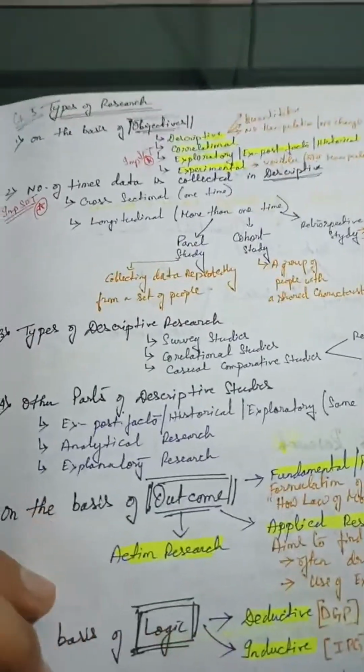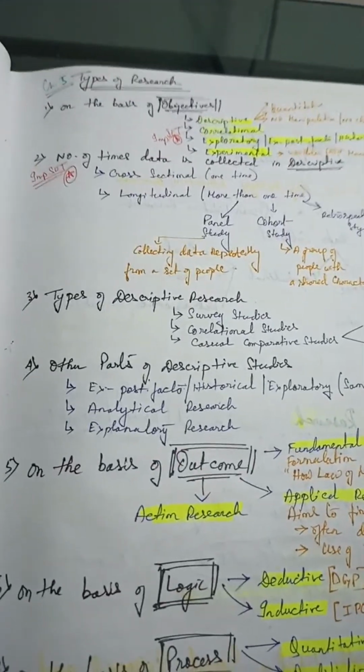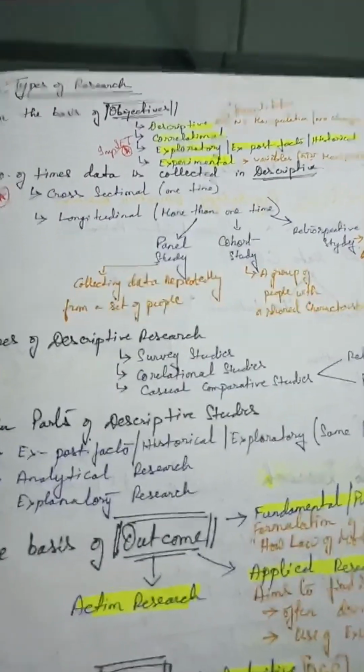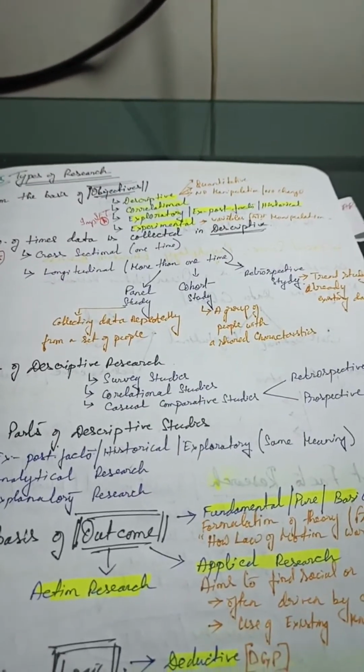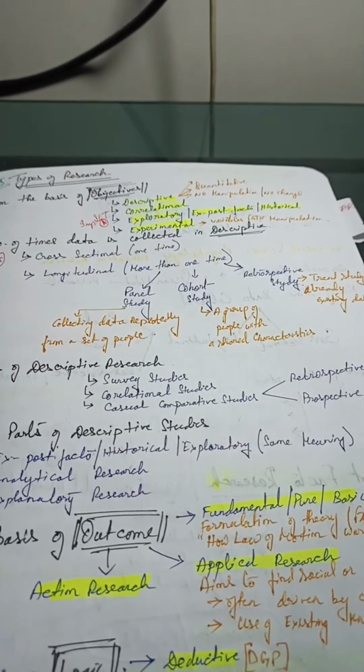Research, type of research. We have characteristics, philosophies, aims and objectives, then various types of research, hypothesis. Here we go. If we consider the type of research, on the basis of objective, research can be divided into descriptive, correlational, exploratory and ex post facto.